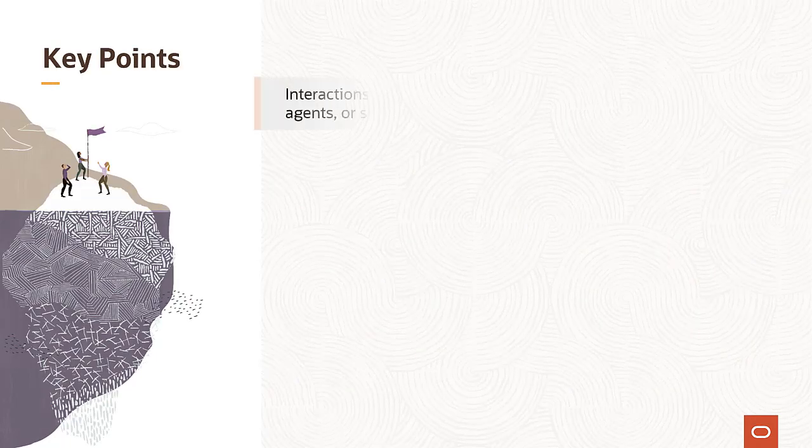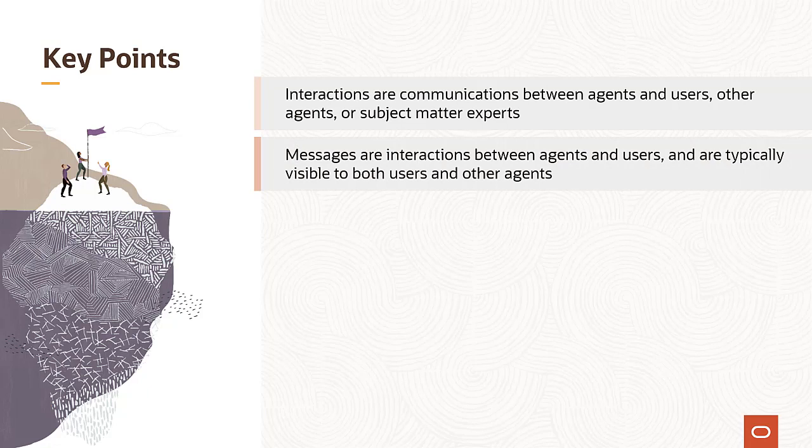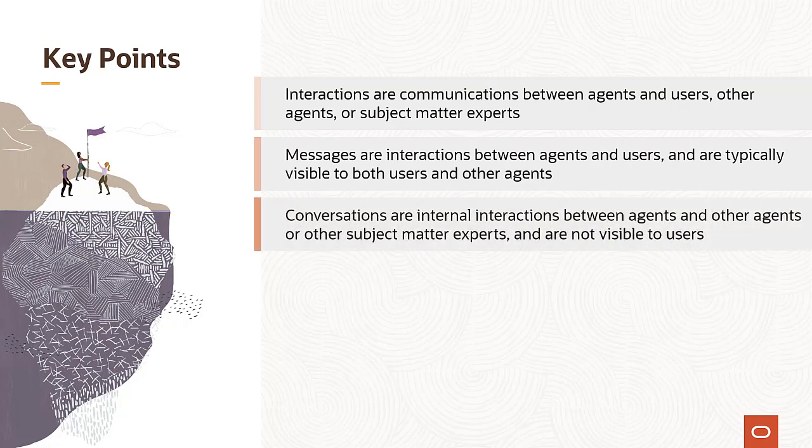In summary, here are the key points about interactions. Interactions are communications between agents and users, other agents, or subject matter experts. Messages are interactions between agents and users and are typically visible to both users and other agents. Conversations are internal interactions between agents and other agents or subject matter experts and are not visible to users.